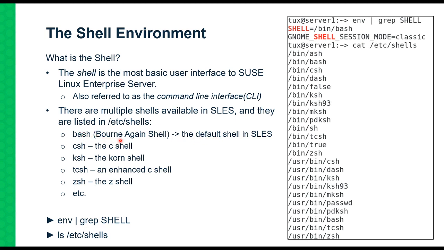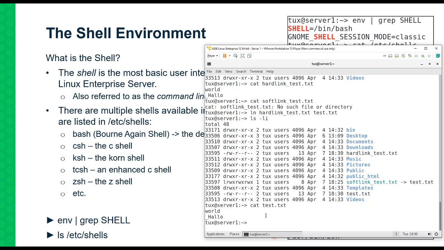Bash stands for the Bourne Again Shell. Now there are other shells you can also use. For example, C shell, Korn shell, enhanced C shell, and the Z shell. There are many others. When you look on our right hand side, here is a list of all the available shells within SLES. We'll quickly do this as a practical exercise so we can see exactly where to find the shells. So let's quickly open up our server. I just need to find mine quickly. There's my server. Great.